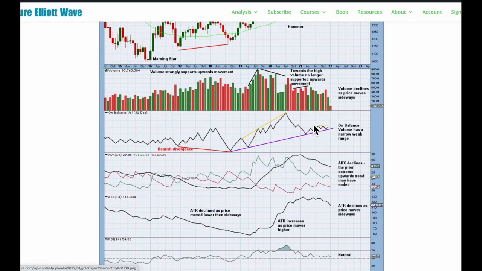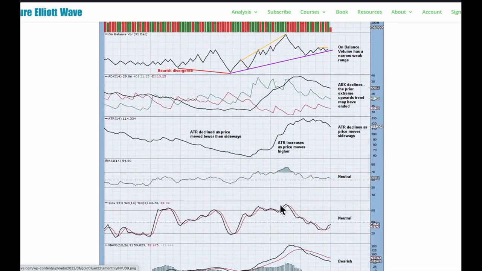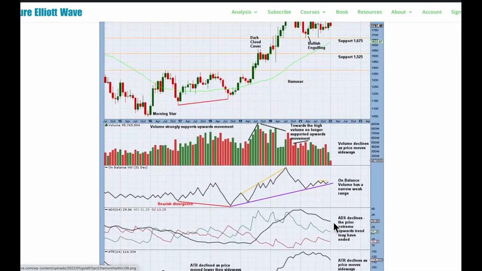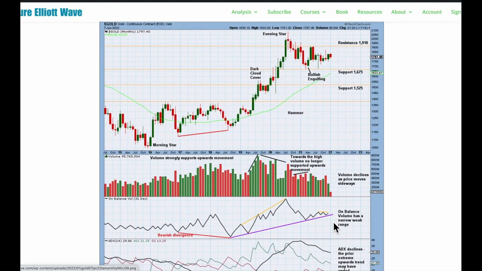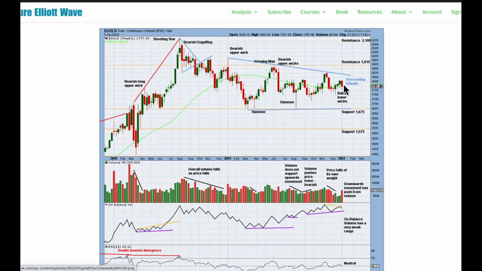On balance volume also consolidating. ADX declining, there's no clear trend. ATR declining as price moves sideways is really normal for a consolidation. RSI in neutral territory, as is stochastics. This chart is absolutely overall neutral. We need to see a break above resistance or below support for confidence in the next direction for gold, and it's been consolidating for months.